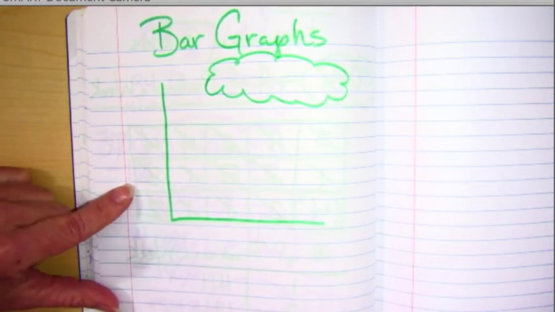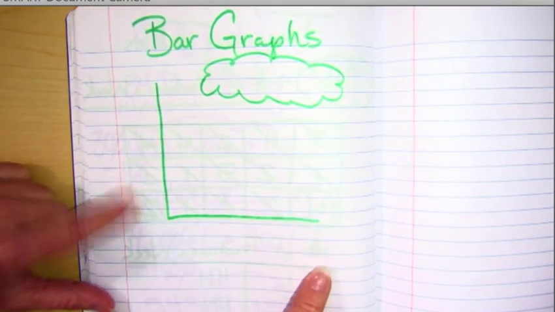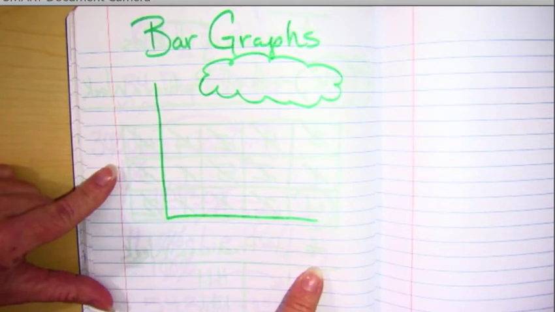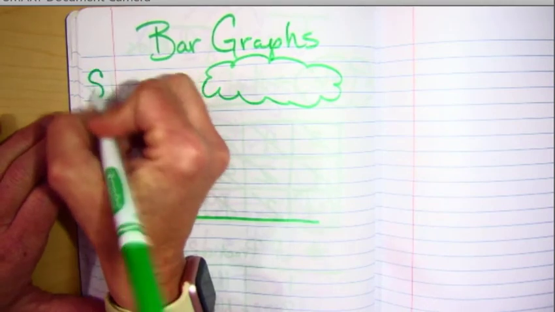The Y. Good. The X is where you're going to label what the bars are. The Y are going to have some numbers. Okay? This is something new. You're going to have something called a scale.